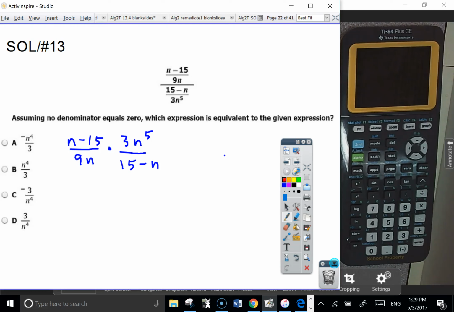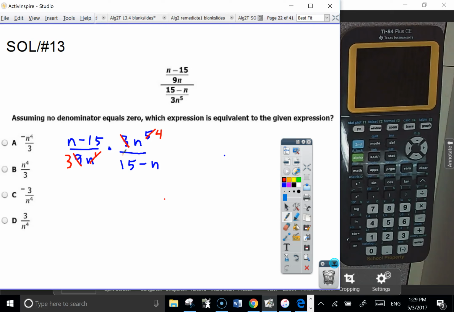Like this 3 goes into 9 3 times. Right. This n in the denominator is to the first power, and then you've got an n to the 5th power in the numerator. So that cancels with one of those, leaves an n to the 4th. And then what about n minus 15 and 15 minus n? Can they cancel? Well, I mean, what's the relationship between the two? They're opposites of each other, right?